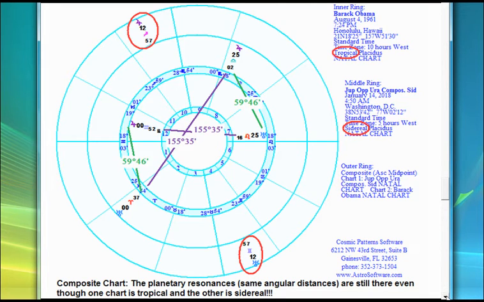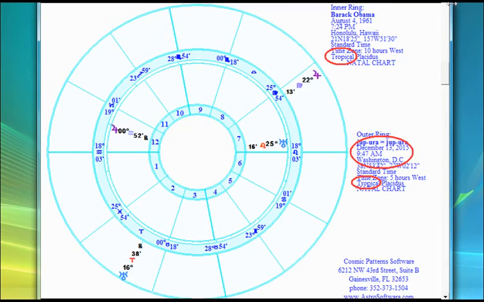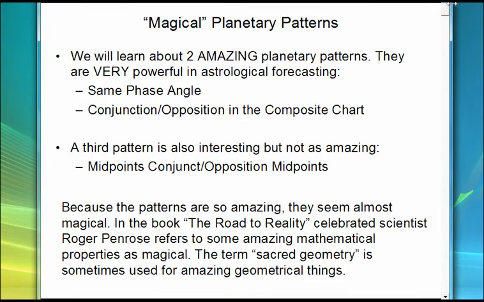So anyway, we have two magical patterns. Same phase angle and opposite phase angle, but you can call the opposite phase angle, it'll end up being an opposition, as it is in this case, or a conjunction in the composite chart. And that's why if we go back to the very first slide, I'm going backwards. Here's the two magical patterns, same phase angle and a conjunction or an opposition in the composite chart. I haven't proven to you that it's always a conjunction or opposition, but you can just take my word for it.